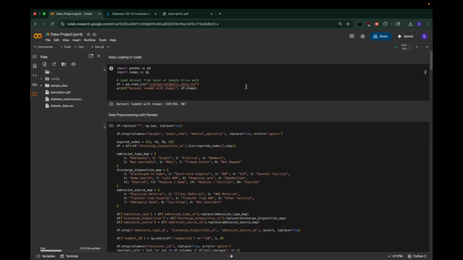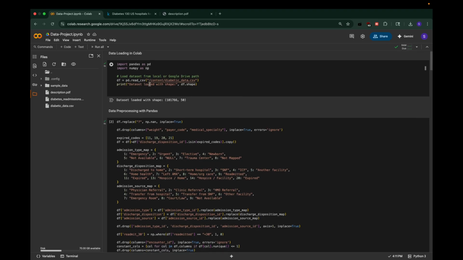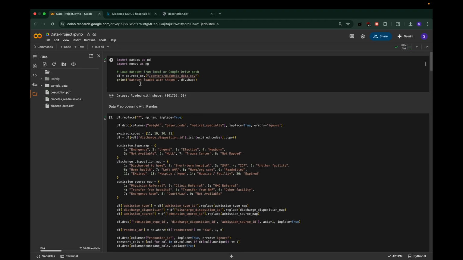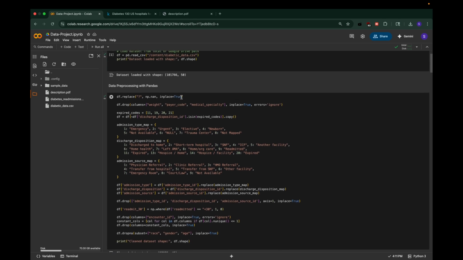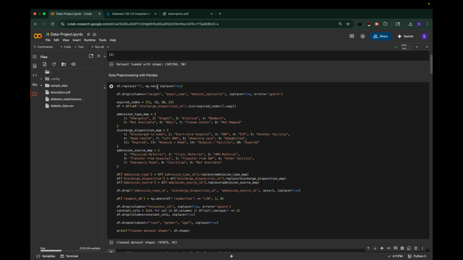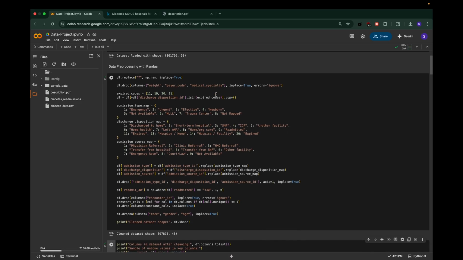The first thing I did here was load the data in Colab using pandas and NumPy. I used pandas to read the CSV file, and I checked the shape of it. The second part I did was replace any missing values with NaN values. Then afterwards, I dropped columns that were missing a lot of their values, like weight, payer code, and medical specialty.